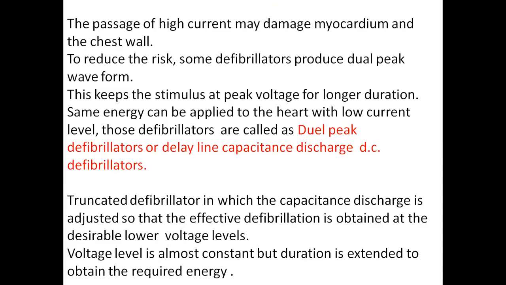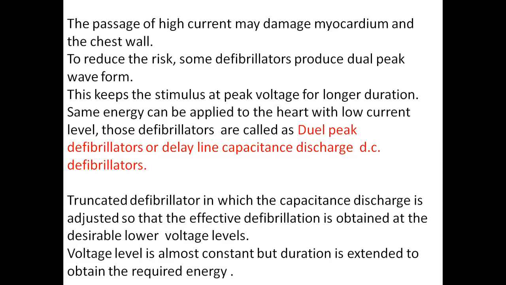High current passes may damage the myocardium and the chest wall. By sending a high amount of current to different parts, the chest wall and the heart, it causes damage to the myocardium and the chest wall. So to reduce this risk, some defibrillators produce a dual peak waveform.